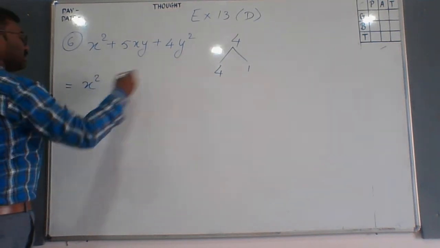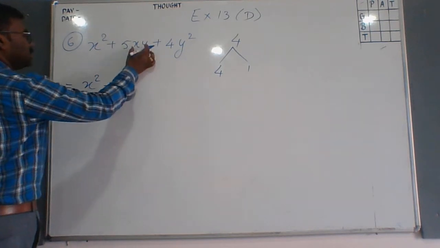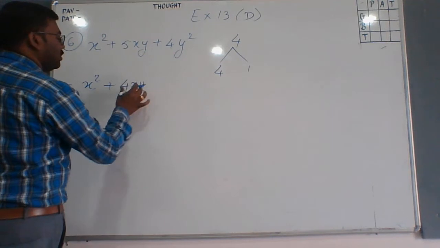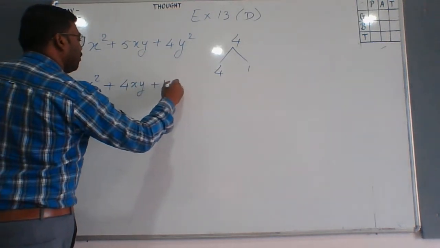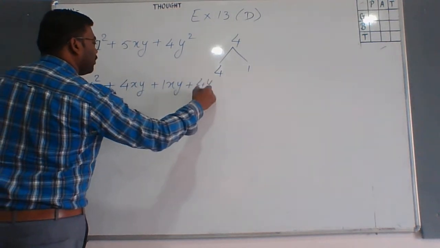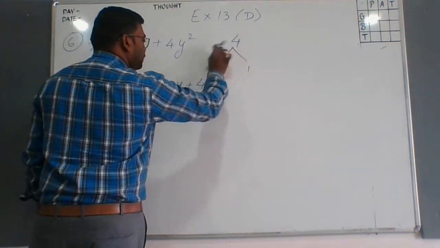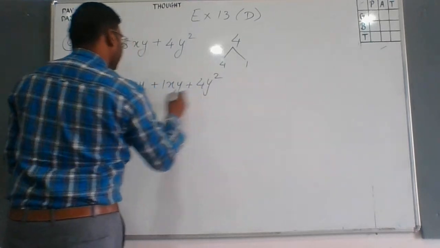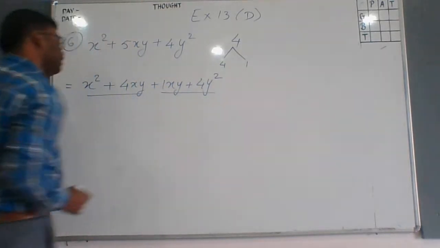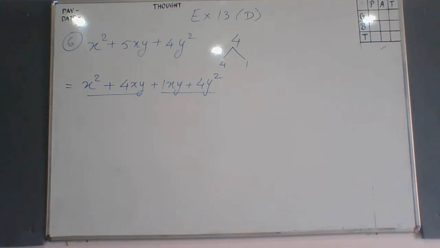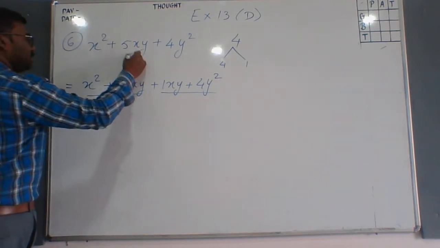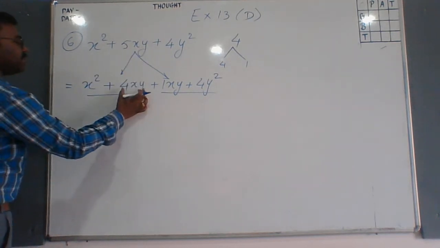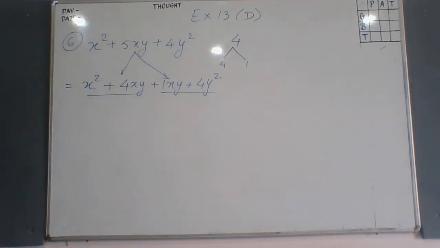Now x square plus 4xy plus 1xy plus 4y square. Got it? What is this? The middle term consists of xy. So therefore 4xy plus 1xy plus 4y square. From the first two terms, again this middle term is replaced by these two factors. Since 5xy is there, we will give xy to these factors of 5.